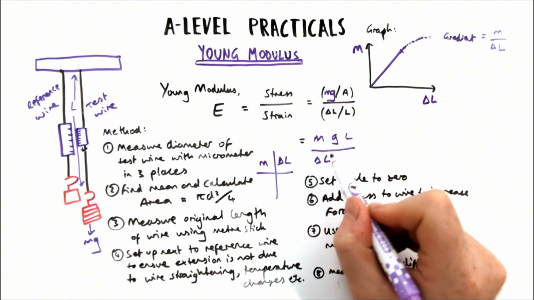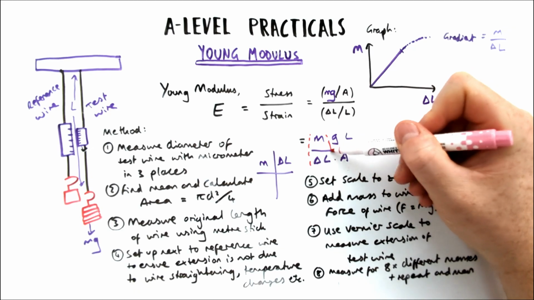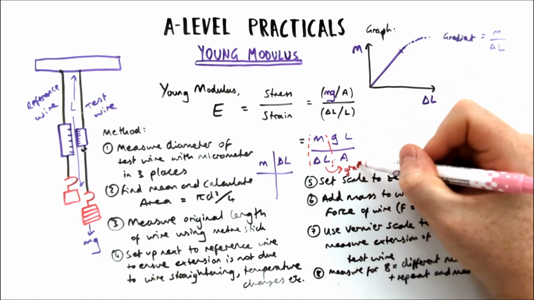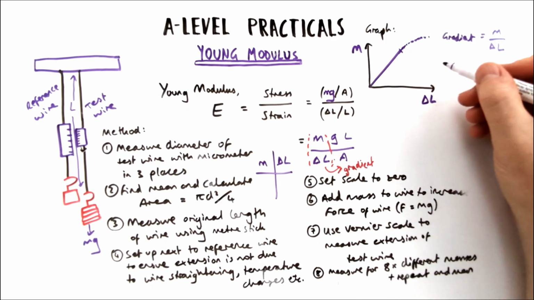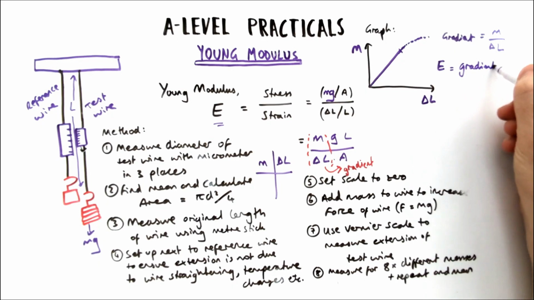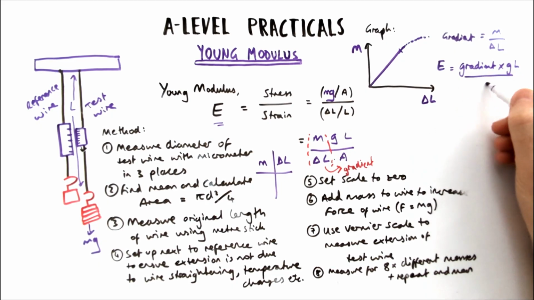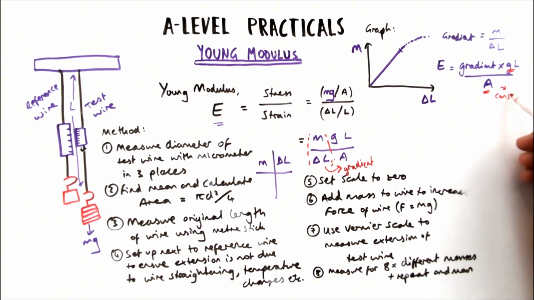So in my expression, if I show you what the m over delta L is, the gradient, that means that if I find the gradient of the line, that's not the Young modulus. I still need to multiply by g, 9.81, and the original length, and then I need to divide the whole thing by the area. The idea is to save doing that to every value. If you just measure the mass and the extension, you can then just do this at the end, because they're just constants you need to multiply by.